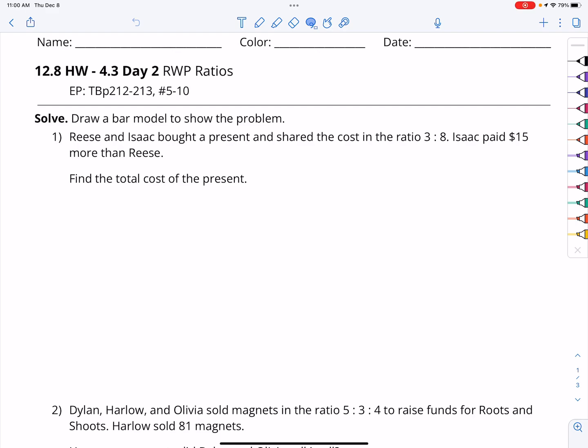All right, here we are. Homework solutions for Chapter 4, Lesson 3, Day 2 of Real-World Problems Involving Ratios. You know the drill. Textbook page 212, 213. Questions 5 through 10 specifically are related to this.